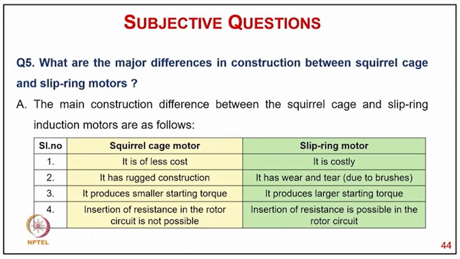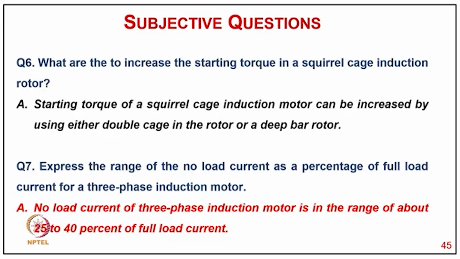Now coming to question 5, what are the major differences in construction between squirrel cage and slip ring motor? The main construction differences between squirrel cage and slip ring motors are like this. Squirrel cage is of less cost, it has a rigid construction, it produces small starting torque, and insertion of resistance into it is not possible. Slip ring is costly, it has wear and tear due to the brushes and slip ring. It produces large starting torque by inserting resistance; insertion of resistance is possible in the rotor circuit for control of the characteristics.